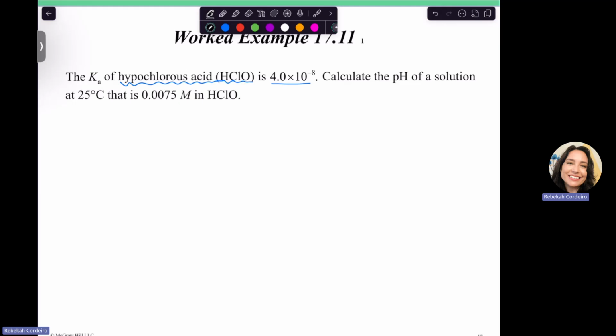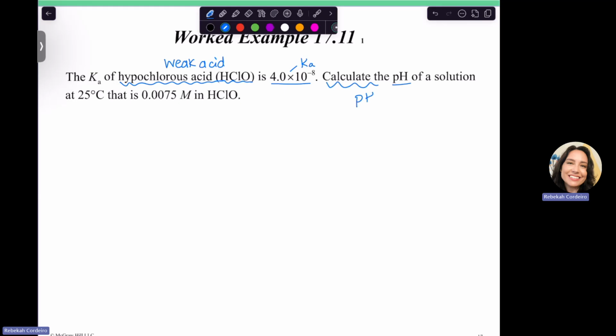Ka's for strong acids would be so large, like infinity large, because they go 100% to completion. We want to know the pH. So what's the pH? What I'm doing right now is just working it out for myself. What do I know from the information given? That's the weak acid. This is the Ka. What is the pH? It's asking me to find the pH.